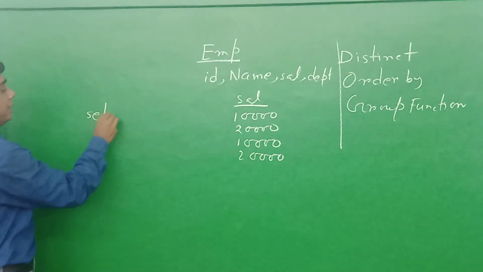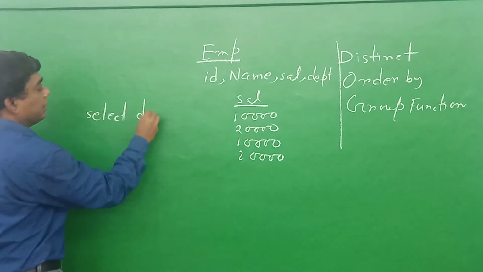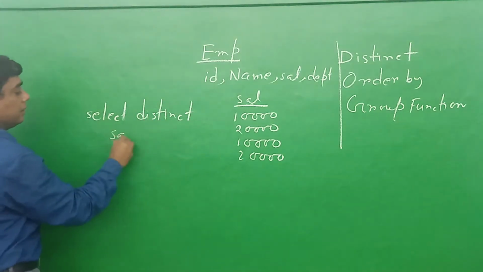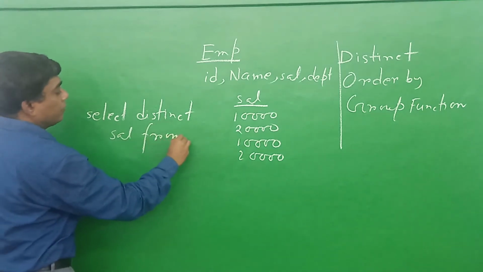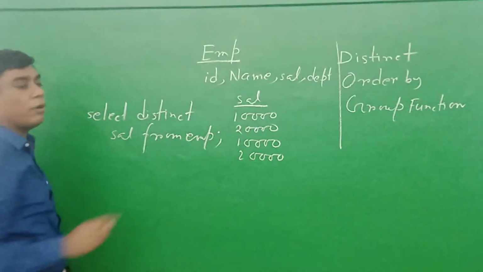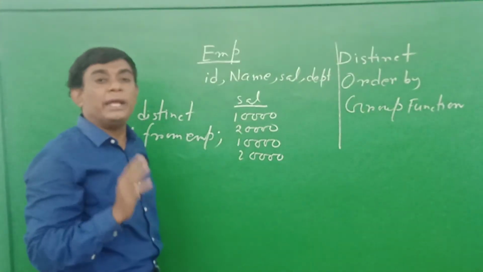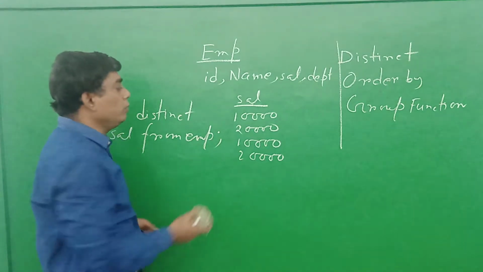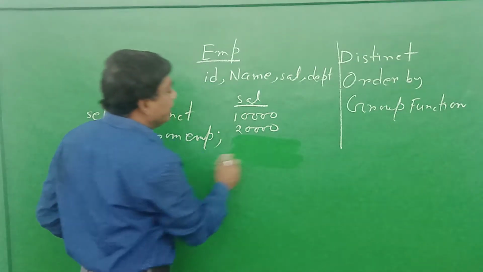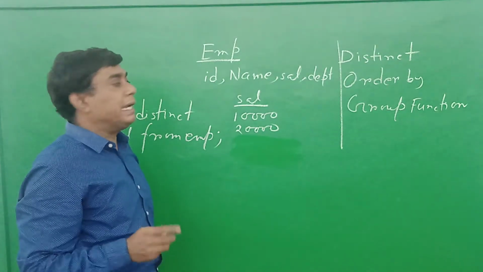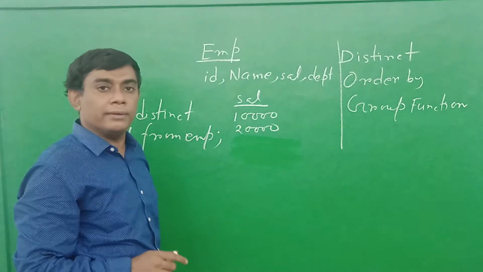Suppose you write select distinct sal from EMP, so it will remove that duplicate value from the result of the query. So what will be the output? Our output will be 10,000 and 20,000. So it will remove the duplicate value from the result of the query.